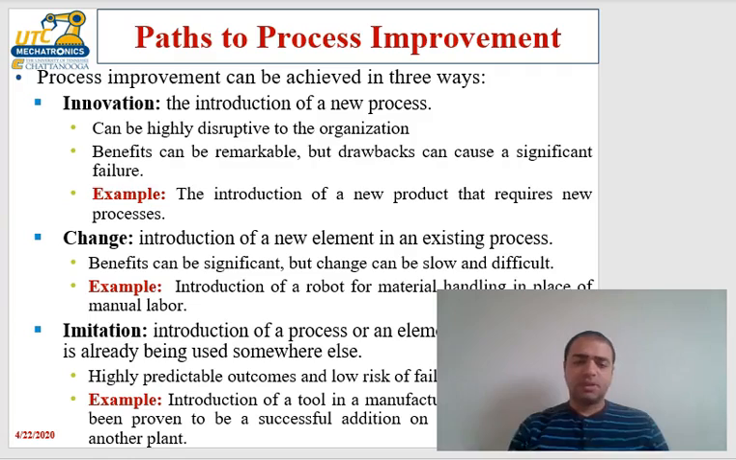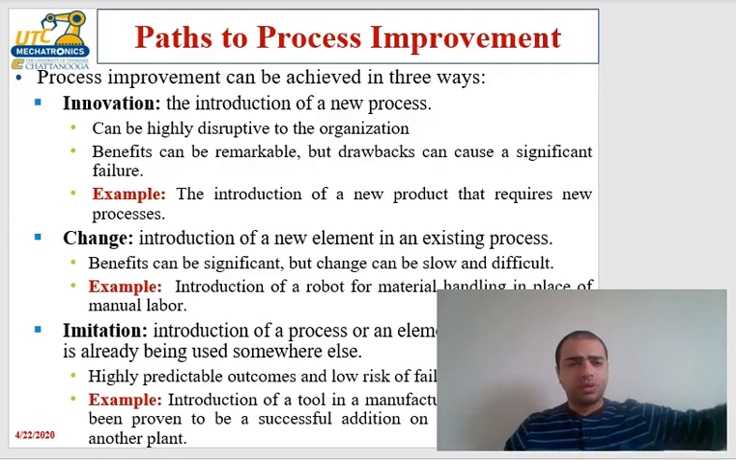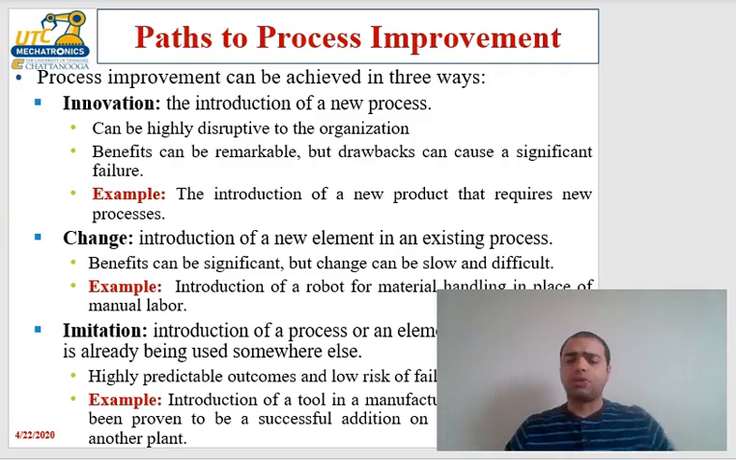The easiest of these is imitation. For instance, if you have a tire plant here and a tire plant in Ohio, and the plant in Ohio introduced a new process and found it very successful, the tire plant here imitates what they did over there. Of course there's a lot less risk because it has already been studied and proved successful in a similar plant.